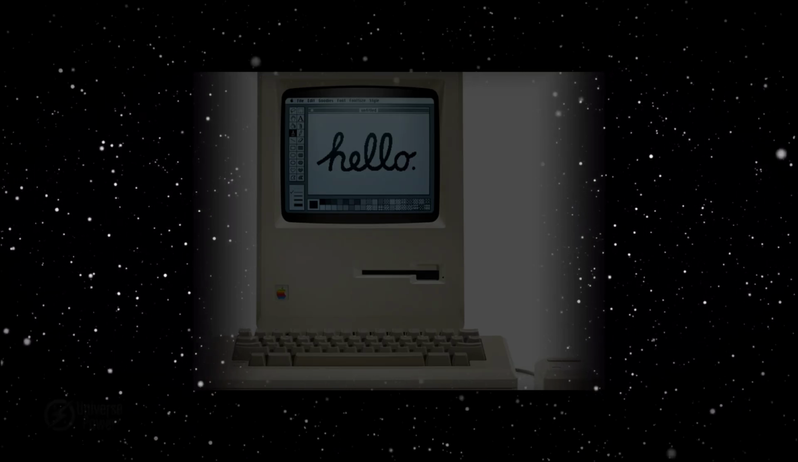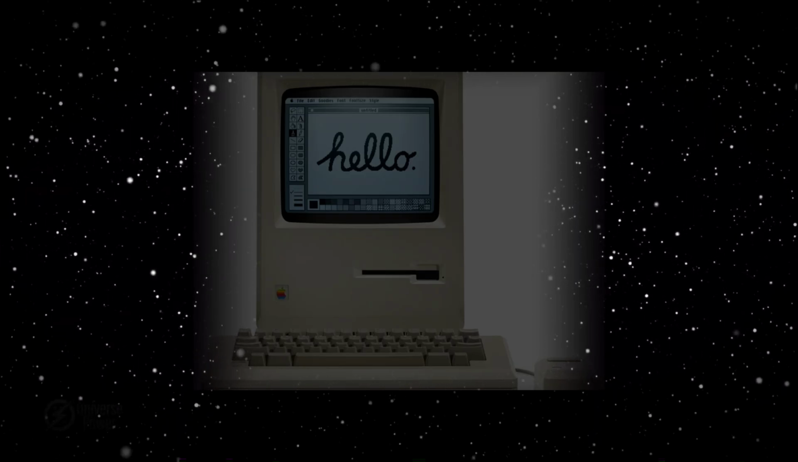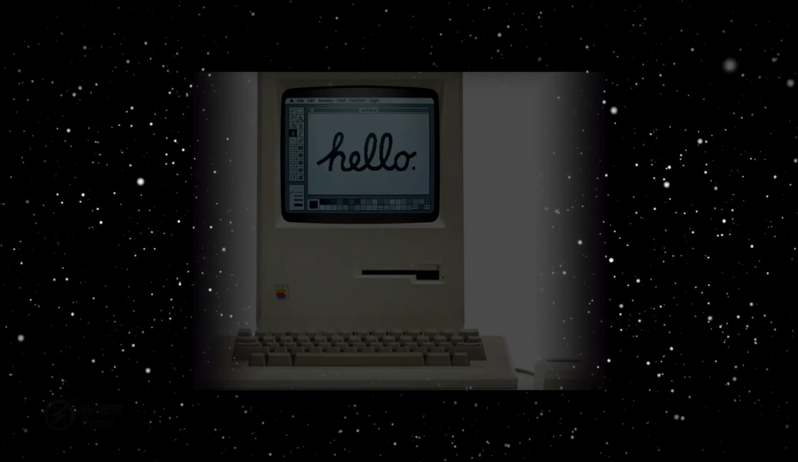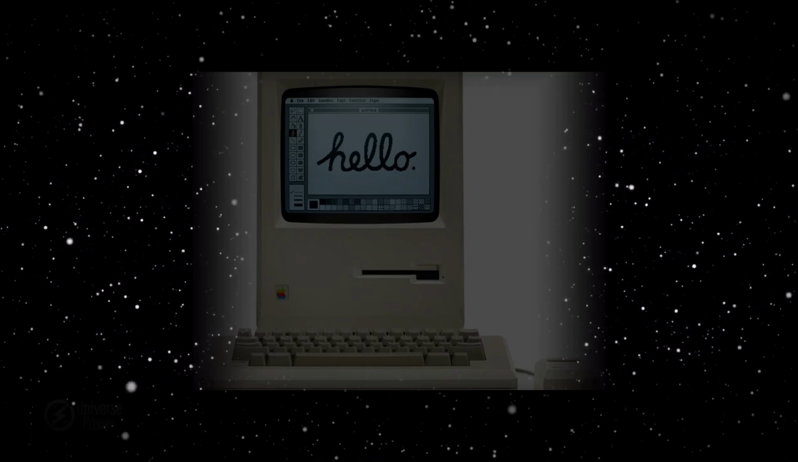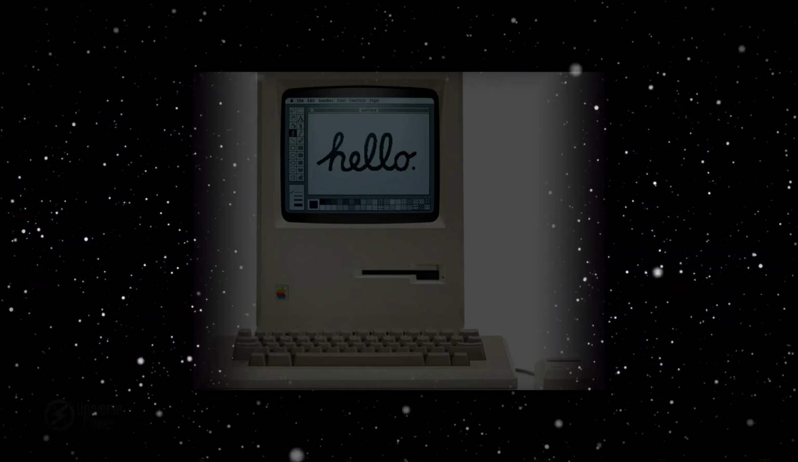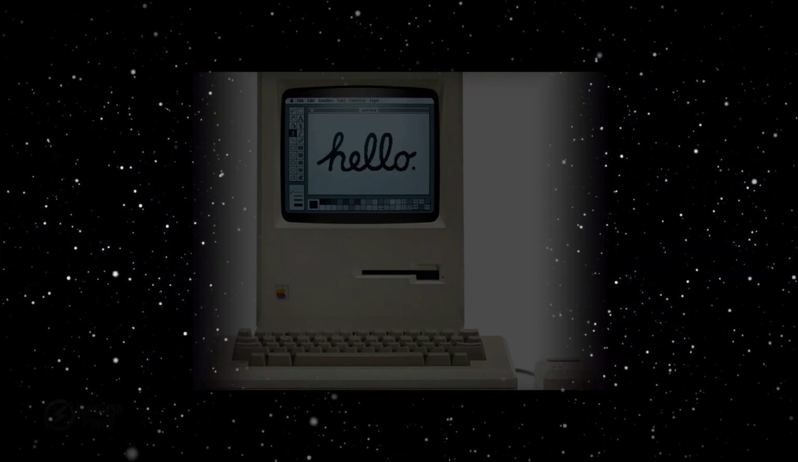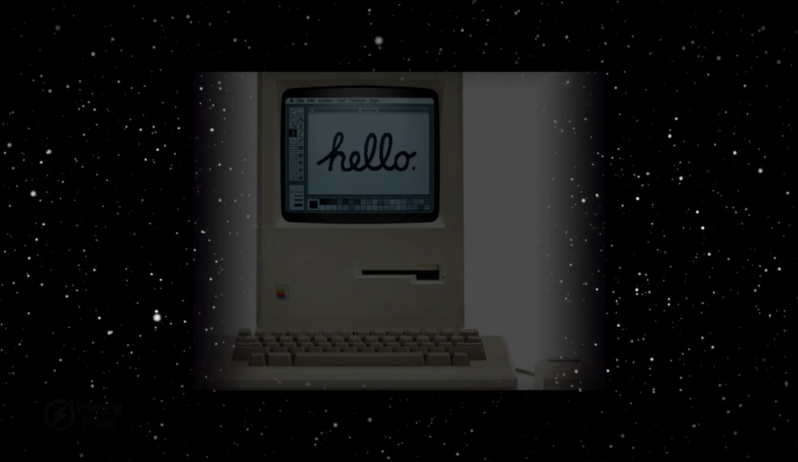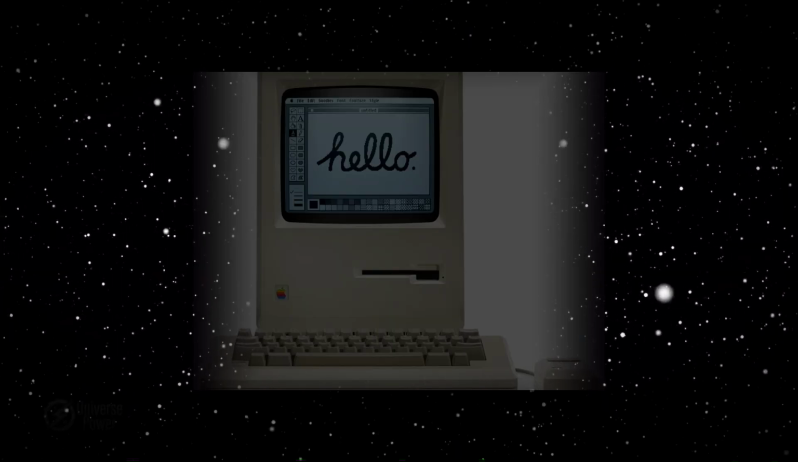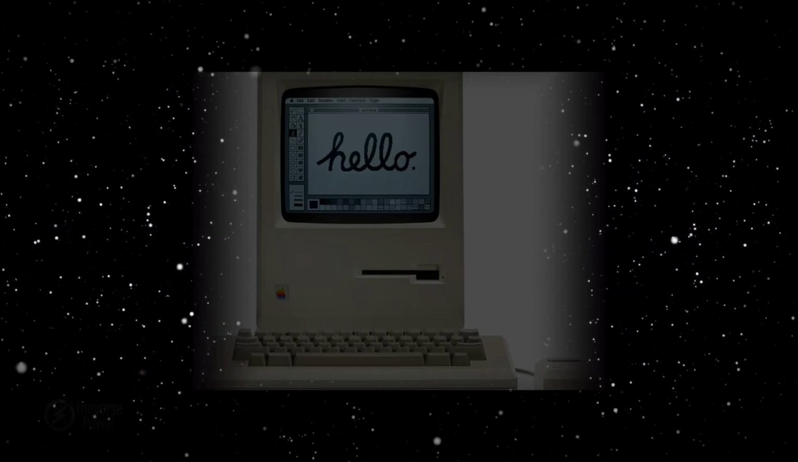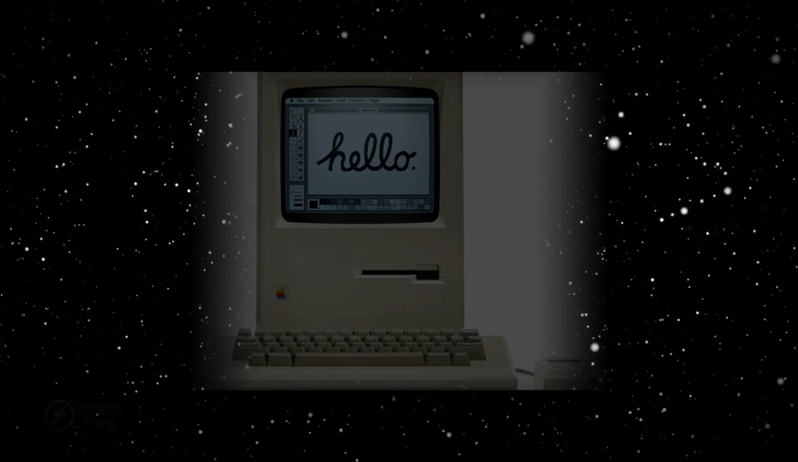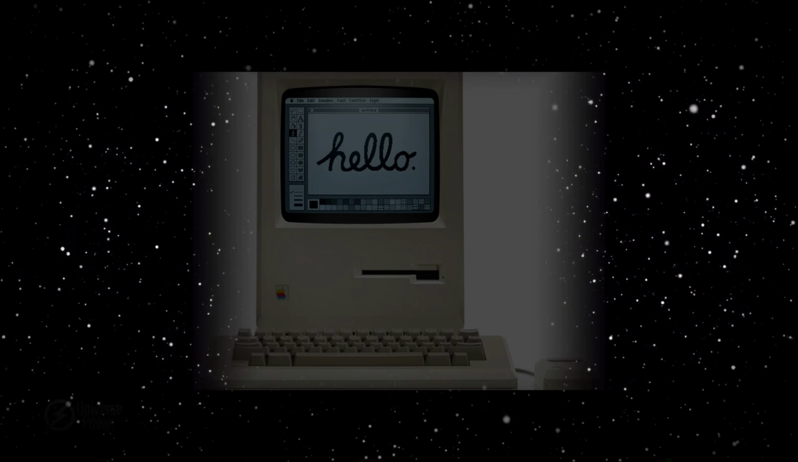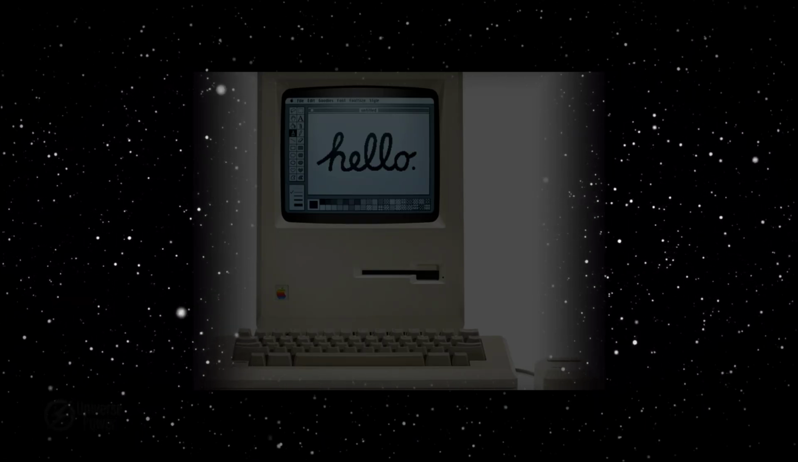With its bundled software like MacPaint and MacWrite, it became especially popular in creative fields. The introduction of the LaserWriter printer, combined with software like PageMaker, sparked the desktop publishing revolution. Suddenly, small businesses and individuals could produce professional quality newsletters, brochures, and books. The Macintosh proved that design, usability, and creativity could drive computing adoption just as much as raw power.